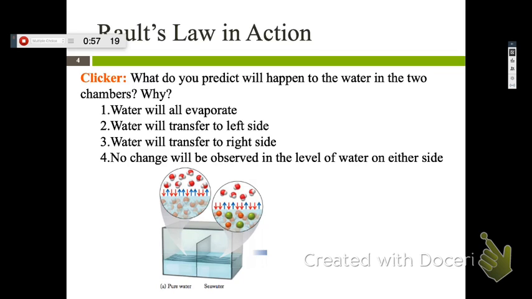So think about evaporation, what's happening on both sides, how that's influenced by solutes on the right side of the seawater. What's going to happen if you give it an infinite amount of time? What are you going to expect to see there?